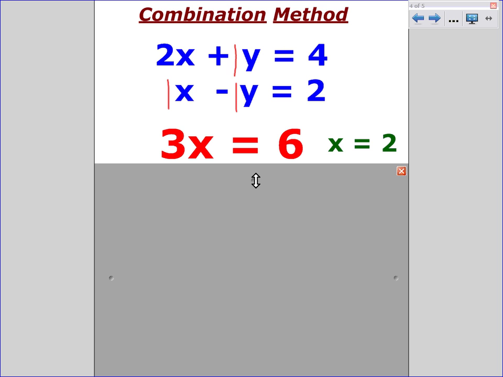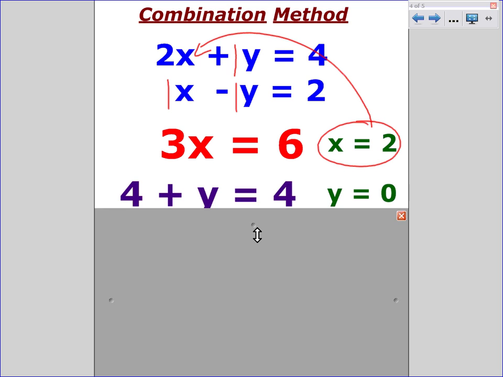So now I can clearly see that my x value is equal to 2. Now, what I do next is take my x value, which is 2, and substitute it back into the original equation that I had so that I can identify what y is.